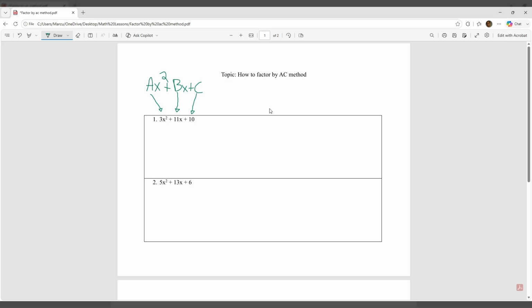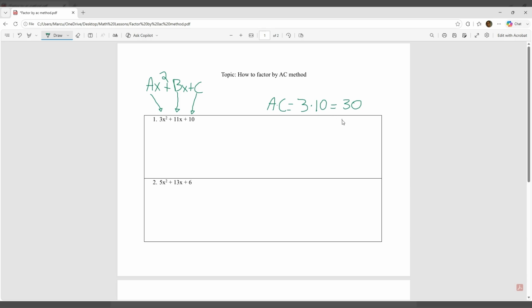Your next step is to multiply a times c. Your a term is 3. Your c is 10. So 3 times 10 will give you 30. Once you do that, your next step is to list the factors of 30.